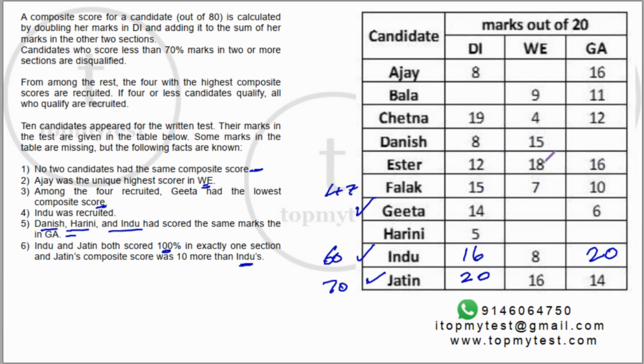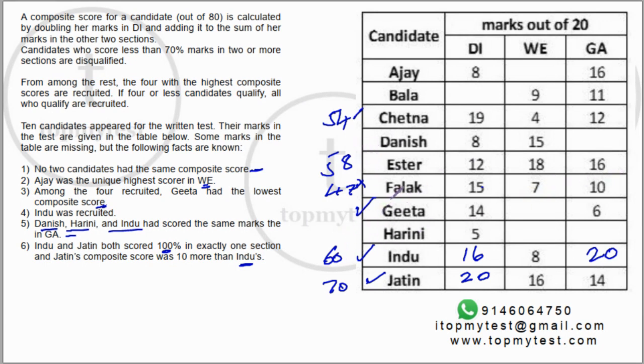Esther will be 24 plus 16, 40, plus 8, 58. And Chetna will be 38 plus 12, 50 plus 4, 54. Okay. Now we know Chetna is rejected. We know Falak is rejected because of the scores. We don't know whether Esther is selected or not.